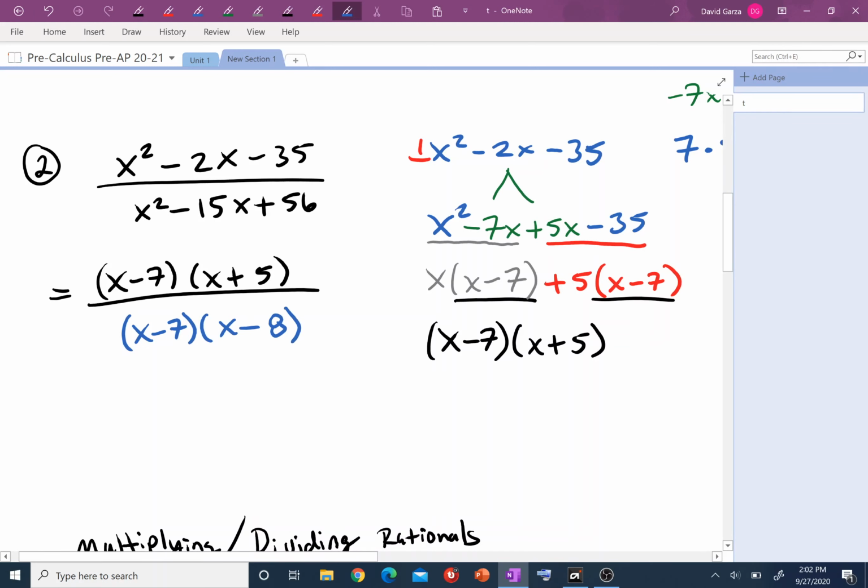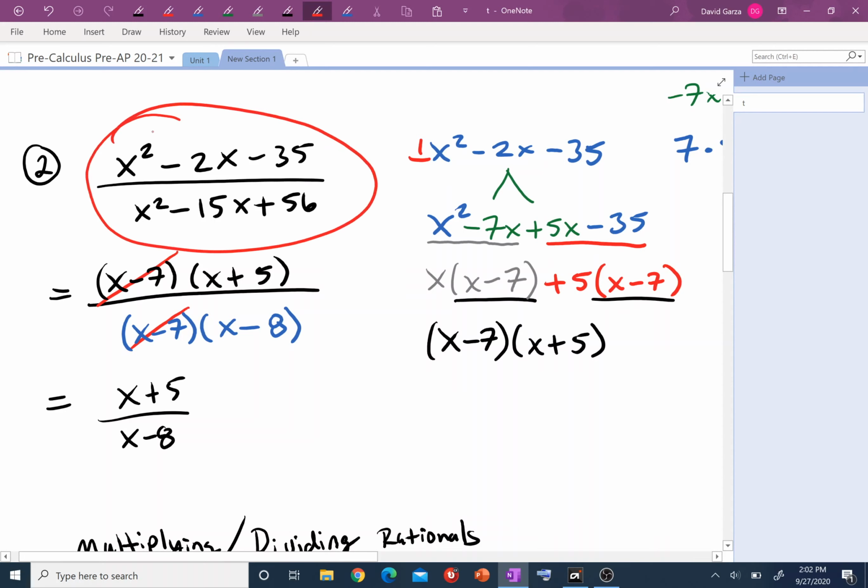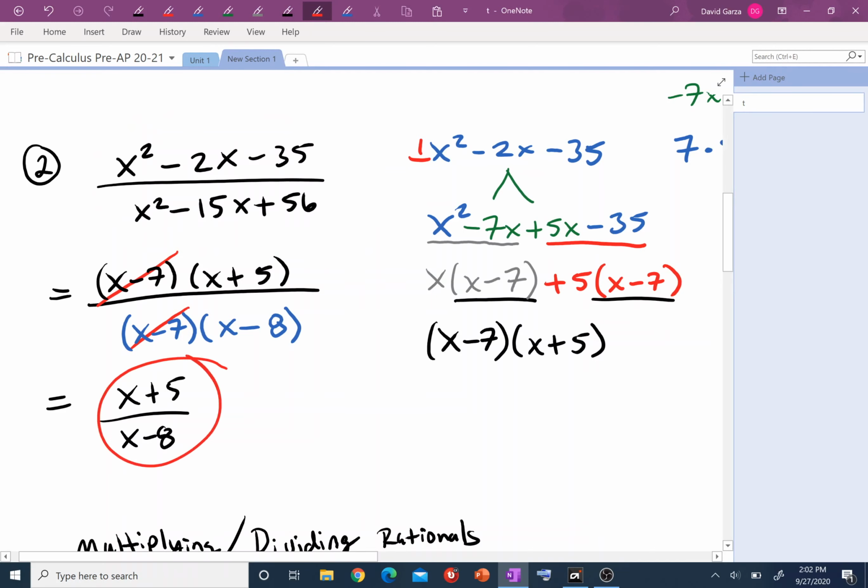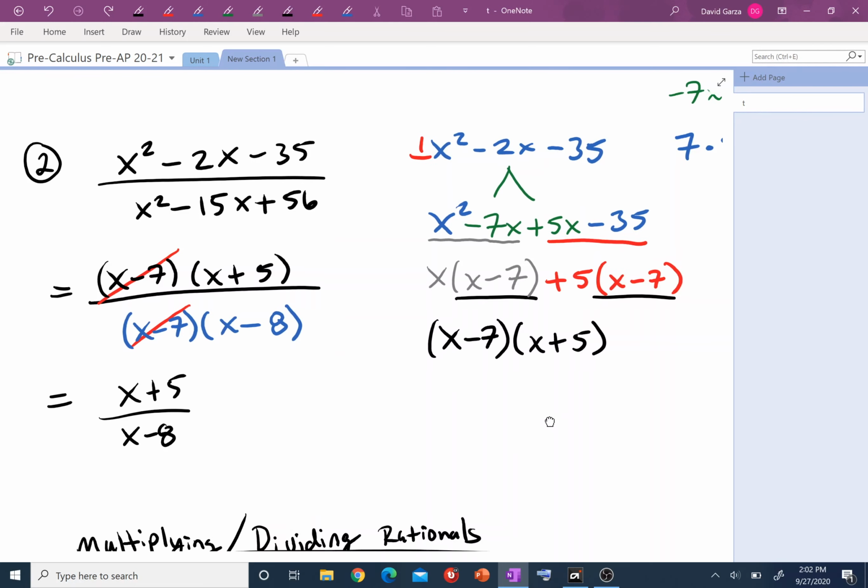Okay, so now you can kind of see that these actually do have something in common, and that is the x minus 7 right here. So that means x minus 7 divided by x minus 7. I don't know what x is, but they're the same thing, right? So it's kind of like saying 100 divided by 100. It's going to be 1. So these cancel out, and what you are left with is x plus 5 divided by x minus 8. That means that this whole thing at the top is the same thing as saying x plus 5 divided by x minus 8. And if you were to graph them, they would actually be right on top of each other because that would be the same exact thing, right?